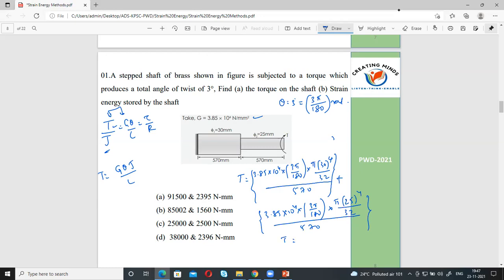Sir, option A. We are getting 91,500 Newton millimeter. Please check. 91.5 Newton meter. Once you know this, you will know which option it is. There is no need to do the second part, but since I have taught you, you know that the strain energy due to the particular torsion is half into T theta. T value you know, 91500.